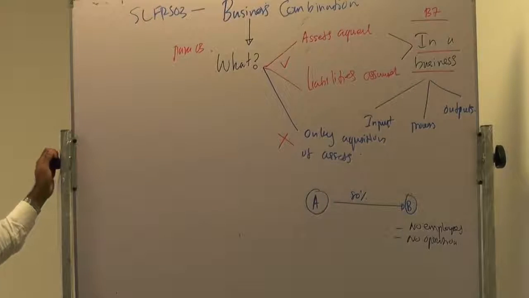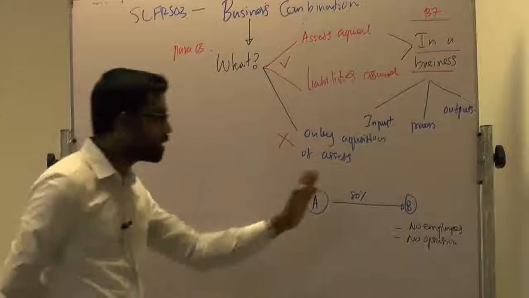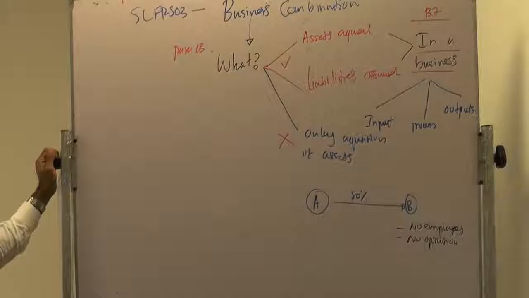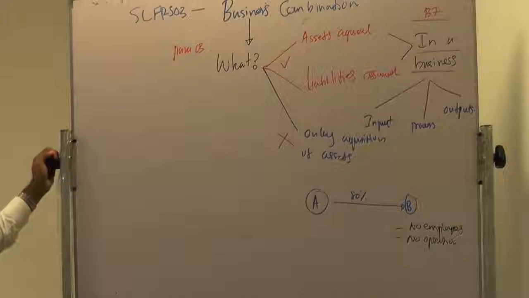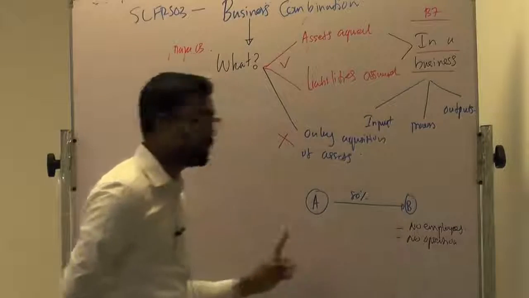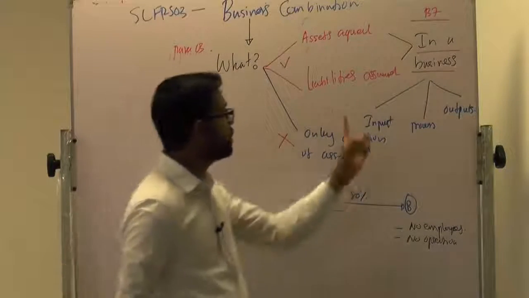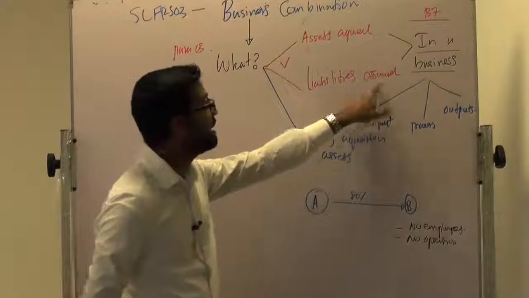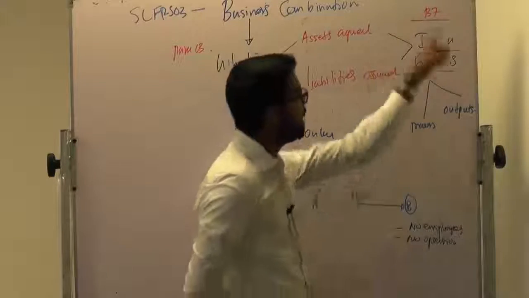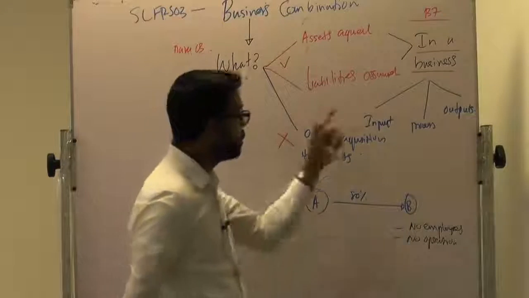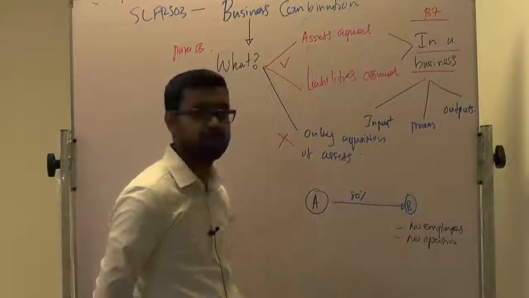Will it be covered under business combination? Yes, you acquired 80% of B. Since you acquired 80% of B, can we cover this scenario through SLFRS 3, which is business combination? No. Answer is no. Why? To be covered under this standard, you should be able to acquire assets and assume liabilities in a business. What do you mean by a business? You should have input, process, output. For input, you should have employees. No employees in this case.